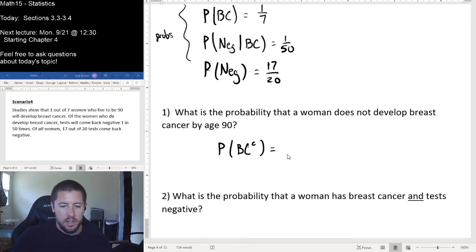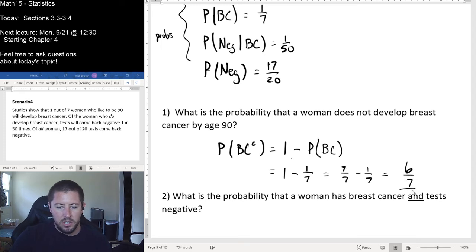So what we can always do here is say, well, the probability that we don't is always the part of the probability that's remaining left over out of the original 100%. So this is saying there's a 100% chance total that we're going to either have breast cancer or not by age 90. If we subtract off the probability that we do, then that should leave us with the probability that we don't. And so here, this should be 1 minus the probability that we get breast cancer by age 90, which is 1 in 7. And so I could think of this as 7 out of 7 minus 1 out of 7 to give us a 6 out of 7 chance that you do not develop breast cancer by age 90.